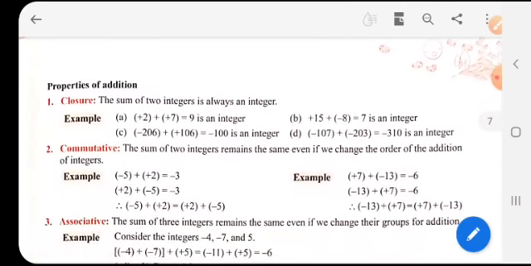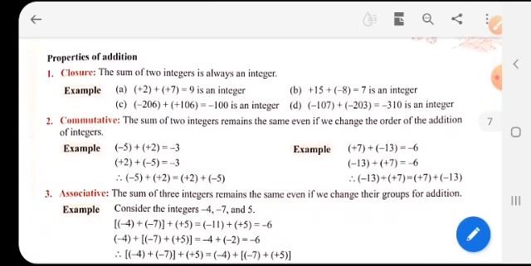Then properties of addition. The first property is that the sum of two integers is always an integer. Then commutative. Here, the sum of two integers remains the same even if we change the order of the addition of integers. So the sum of two integers will always remain the same even if we change the order of the addition.